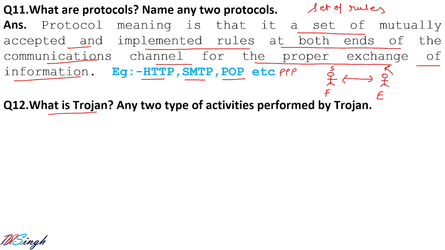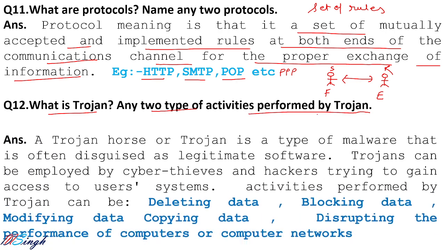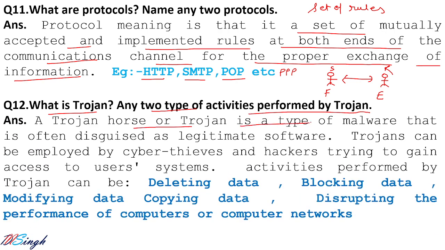What is Trojan horse? Any two types of activity performed by Trojan. So a Trojan horse or Trojan is a type of malware or malicious software, often disguised as legitimate software. It disguises itself to appear like a useful or legitimate software. Trojans can be employed by cyber thieves and hackers trying to gain access to the user's system or sensitive information.